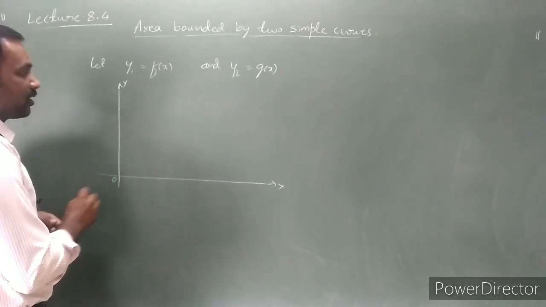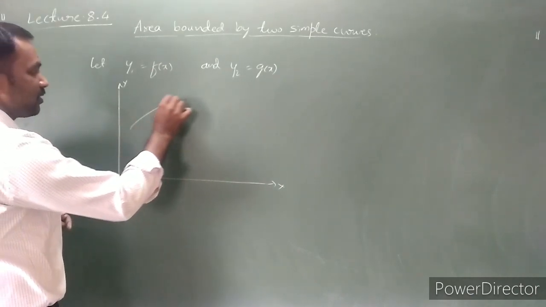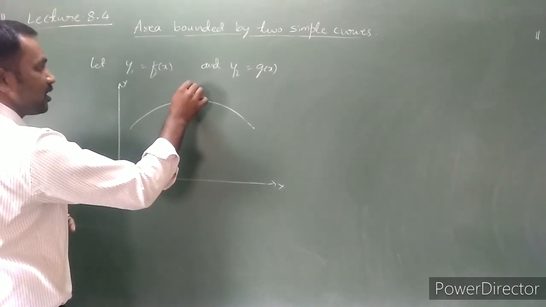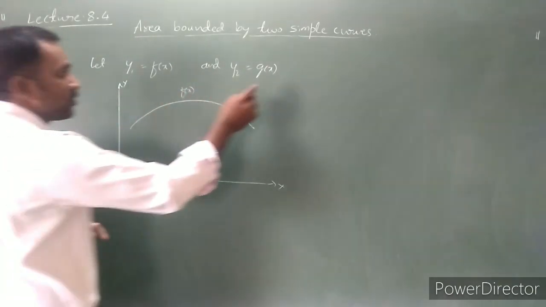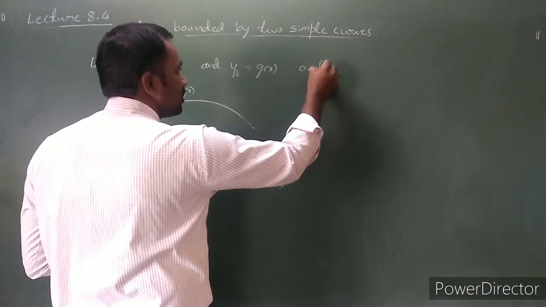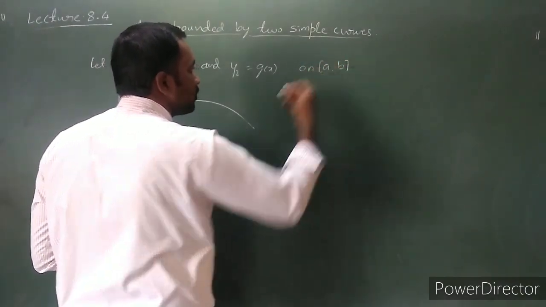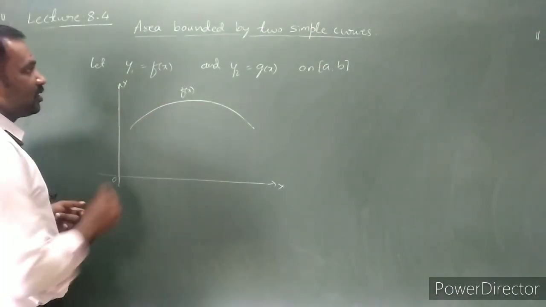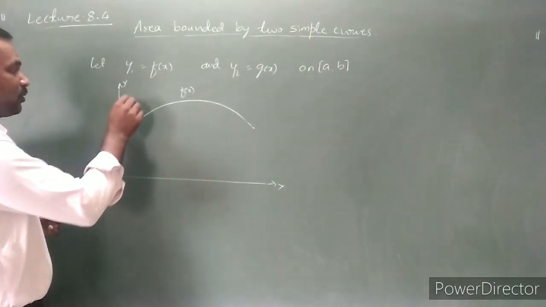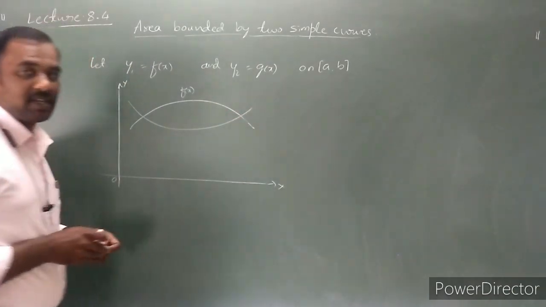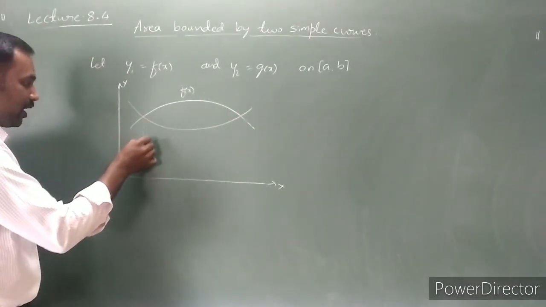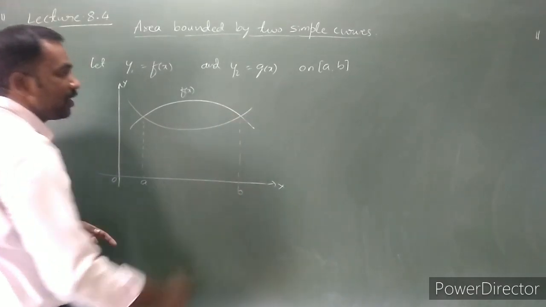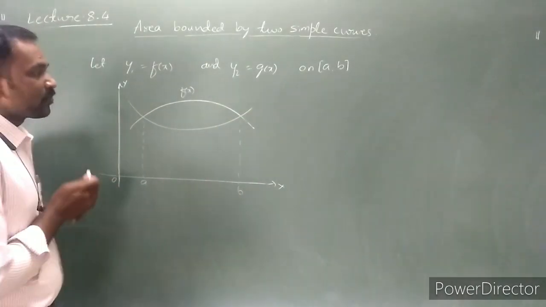This is the x, y coordinate system. Suppose the y1 curve is in this manner: y is equal to f of x. These two curves depend on a closed interval a comma b. So this is y1, f of x, and y2 is g of x. They depend from a to b.